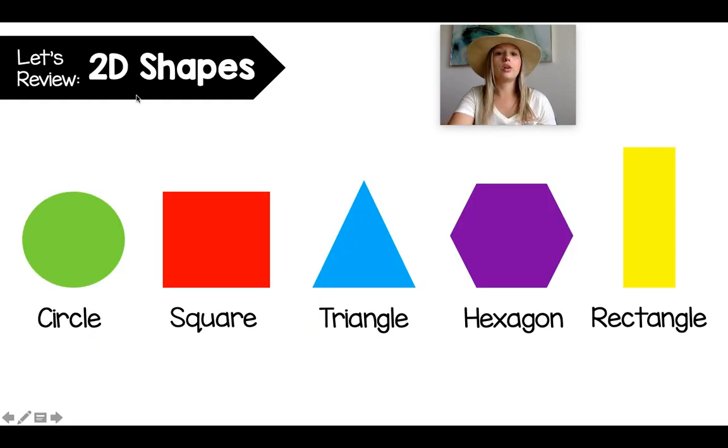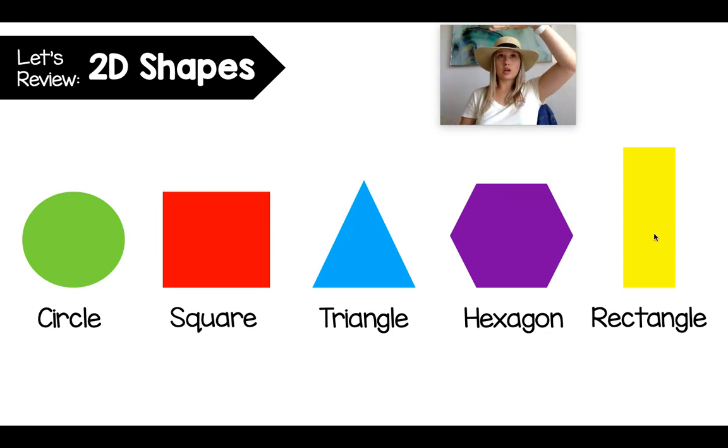Let's do a little review of our 2D shapes. We know this shape is a circle. This shape is a square. This is a triangle. Count the sides of a hexagon block. 1, 2, 3, 4, 5, 6. This is a hexagon. And this long shape here, which could be sideways, remember, it goes from a tall building to a hot dog. That's a rectangle.